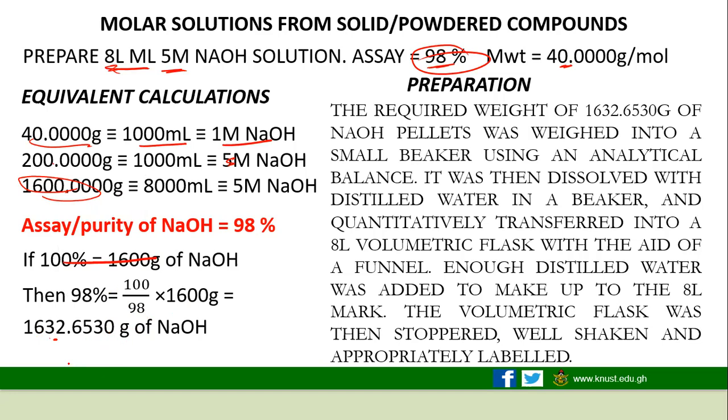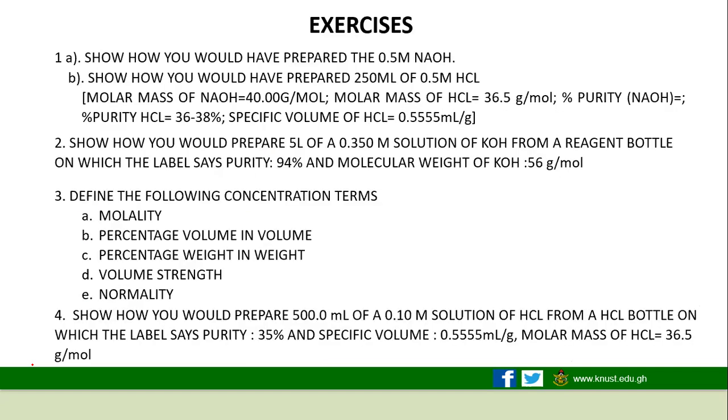Right, good. Now, when it gets to the preparation, you can just fetch your sodium hydroxide, dissolve it in a small amount of water in a beaker, right? And then you can fill your 8 liter volumetric flask, add your solution to it, top it up to the 8 liter mark, and then you cork it, shake it, cover it, and label appropriately.